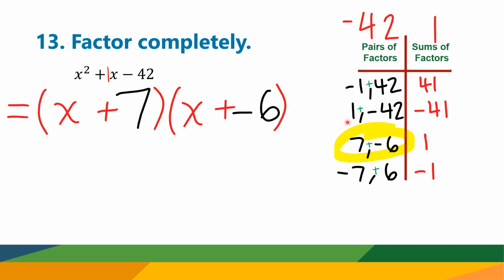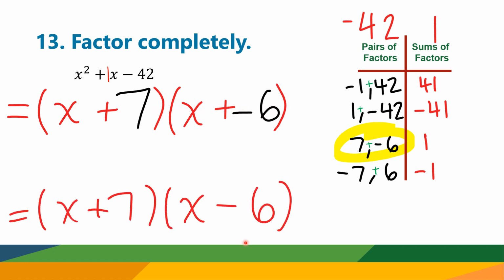7 and -6. Now, I do want you to simplify this. So if you have a plus and negative or a double negative, I always want you to simplify that. So the x plus 7 is fine. It's going to stay the way it is. And then x plus -6, that's just going to become x minus 6.